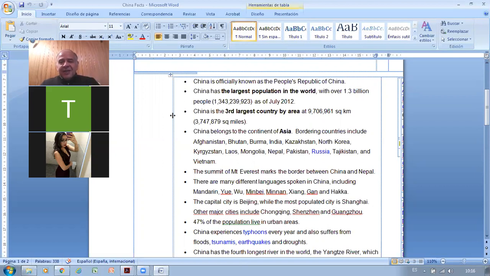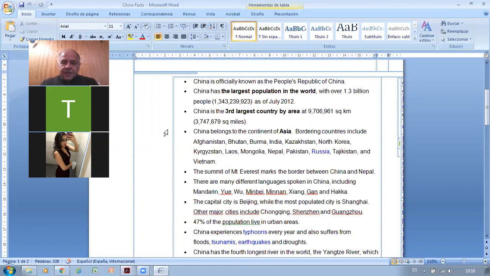No, it's too difficult to read. But it's 9,706,961 square. That means square kilometers. Okay, continue. China belongs to the continent of Asia.